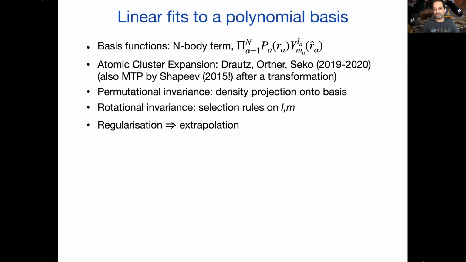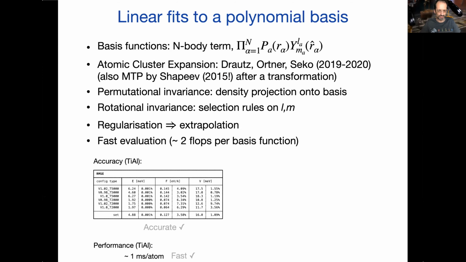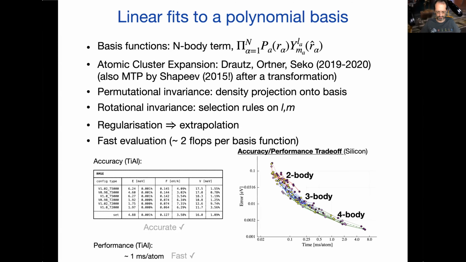It has permutational invariance because we use these basis functions and project the density of atoms onto them. We have selection rules on L and M, the YLM quantum numbers, which give us rotation invariance. And it seems that this way of doing things gives us the extrapolation that we want. It's really fast to evaluate. I'll skip the actual numbers, just that these things converge. So if we increase the body order, we get better and better accuracy.